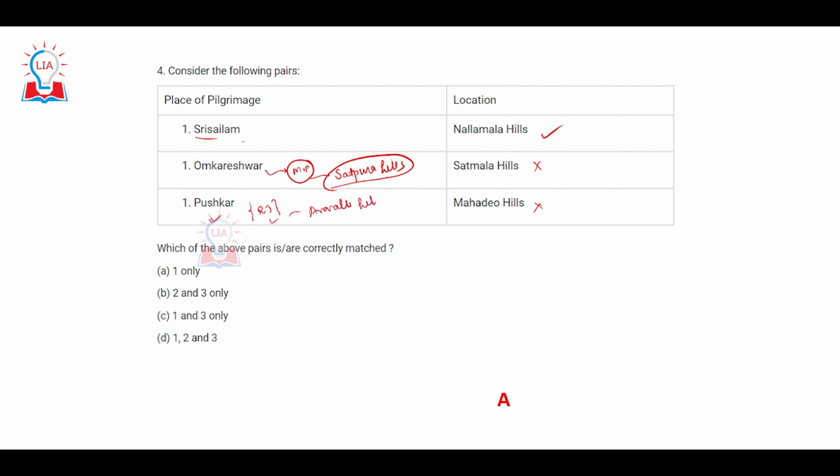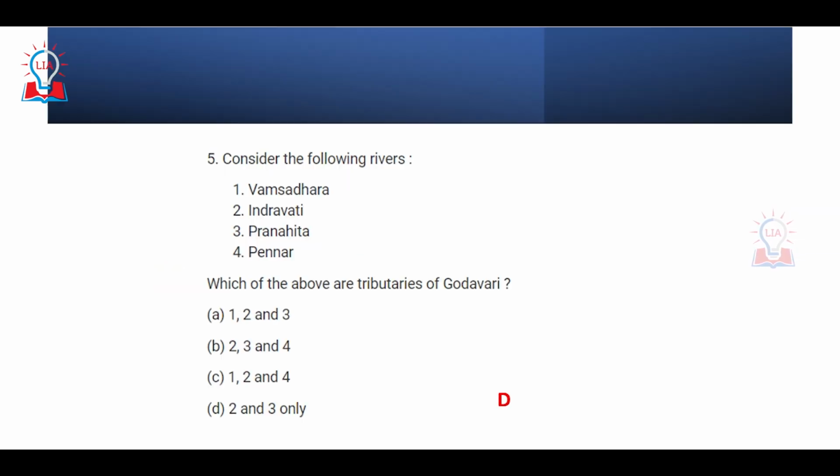the Aravalli Hills. So the correct option in this particular case is that the first statement alone matches correctly. So A will be the correct answer here, because the third statement is incorrect. It is situated in Aravalli Hills, not Mahadev Hills. So the only option is A.